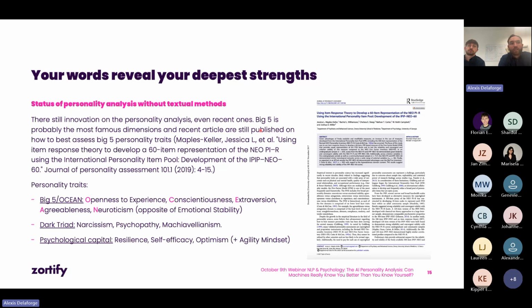The personality traits that I describe here belong to different theories: the Big Five or OCEAN theory, for example, the dark triad theory, or the psychological capital theory. And when you want to assess a value on a personality trait, you have to use a tool, an instrument. What we use in psychometrics is Likert scale questions. Basically, I ask a question or give a statement and ask you to answer somewhere between very disagree and very agree.